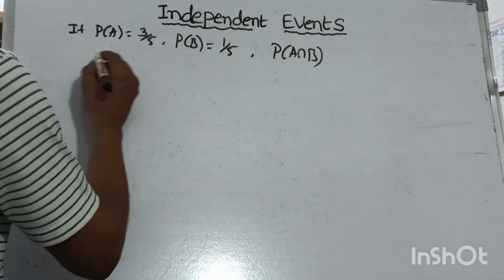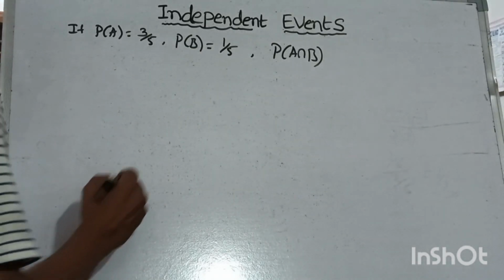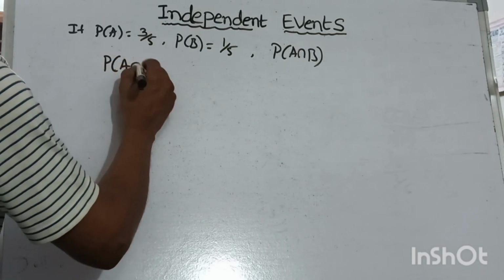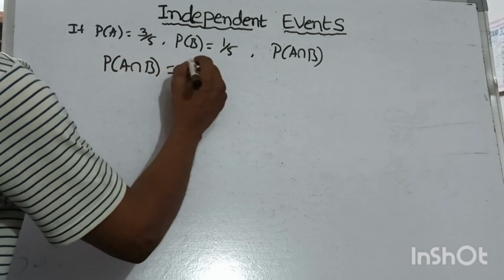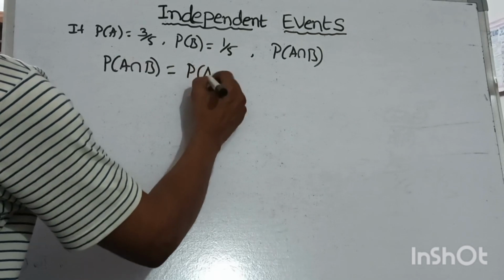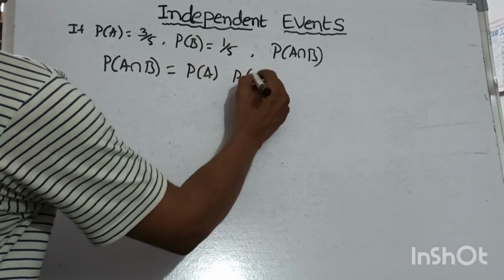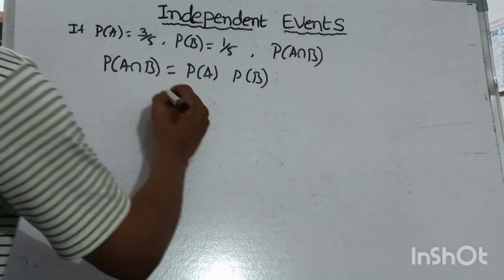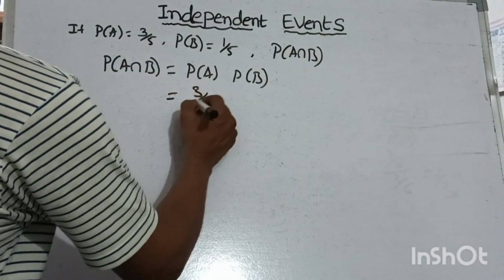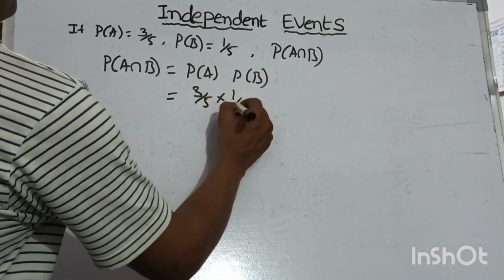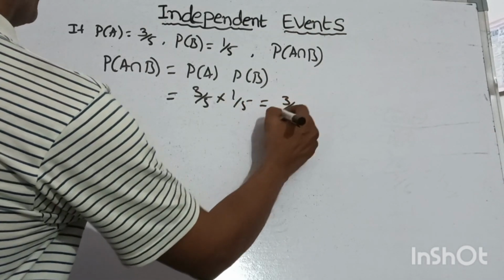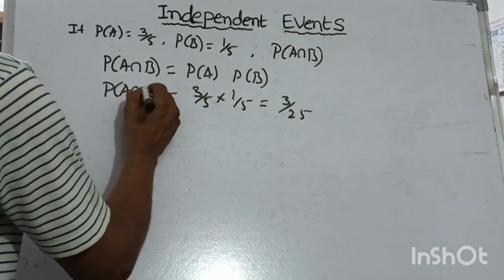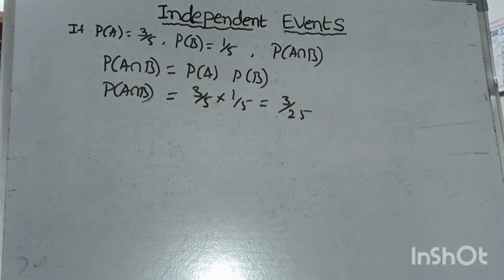Here, given that A and B are independent events, therefore, by definition of independent events, we can write probability of A intersection B is equal to probability of A into probability of B. So, probability of A 3 by 5 into probability of B 1 by 5, this is 3 by 25. The value of probability of A intersection B is equal to 3 by 25.